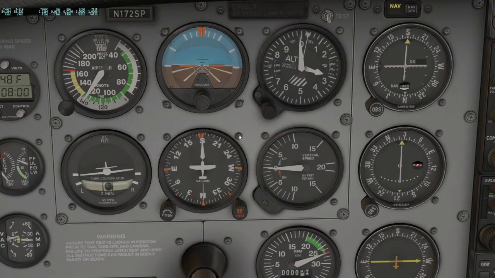If it goes a little bit to the left, you're going to head a little bit left until you bring it back into the center, and then you come back to the same heading that you selected, whether it's inbound or outbound. Okay, now you're flying, and let's do another exercise.